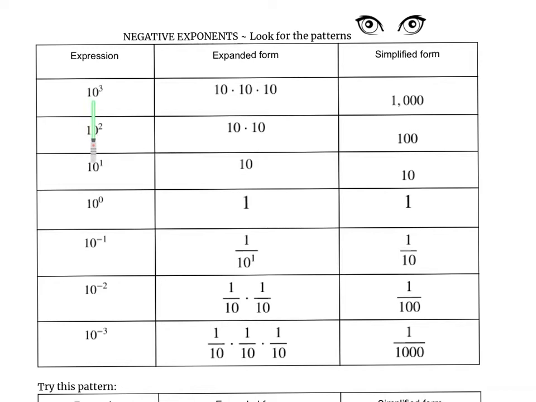So moving across, 10 to the third, if we expanded 10 to the third, that means 10 times 10 times 10. And 10 times 10 is 100, and 100 times 10 is 1,000. Also notice the simplified form is a 1 with 3 zeros, and our exponent has a 3.